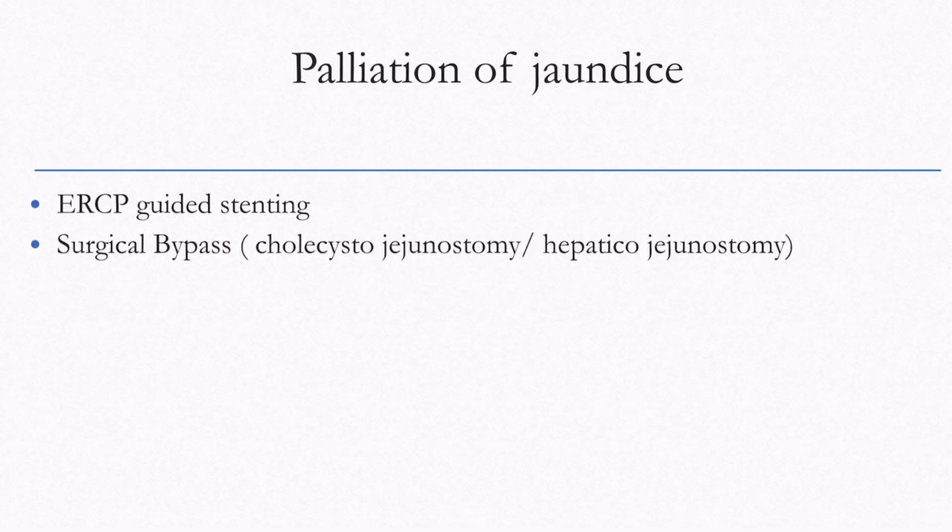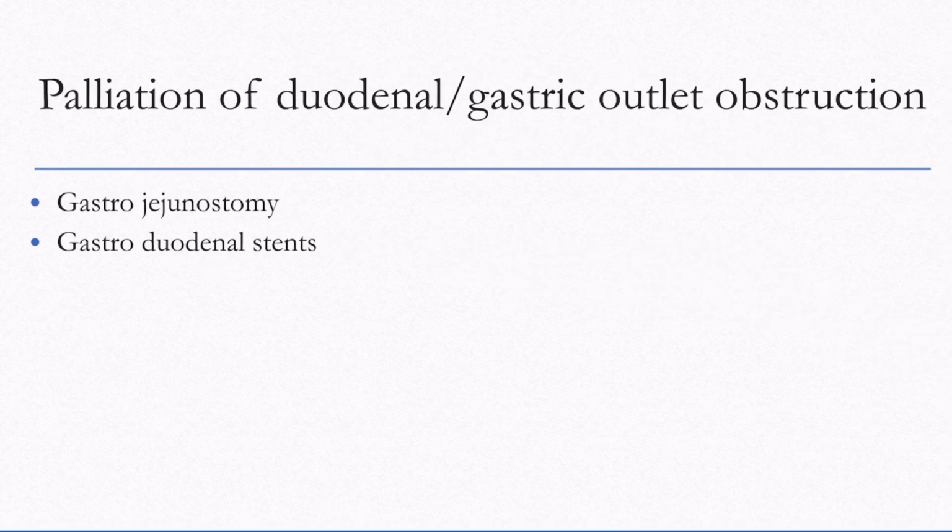Jaundice palliation is either by ERCP-guided stenting or surgical palliation by cholecystojejunostomy or hepaticojejunostomy. Relieving of jaundice is necessary before starting of chemotherapy. A duodenal obstruction is relieved by performing gastrojejunostomy.